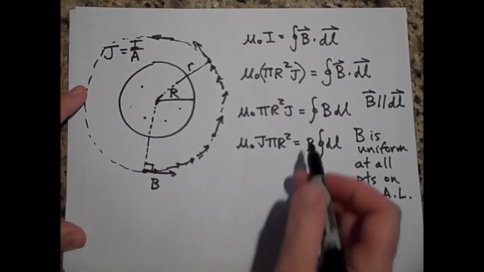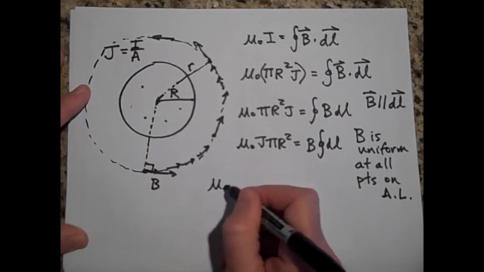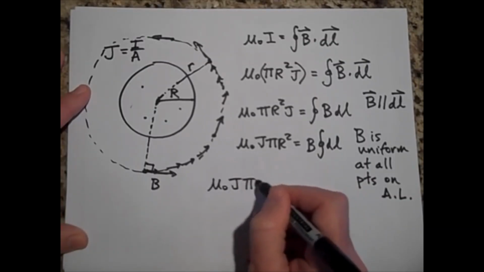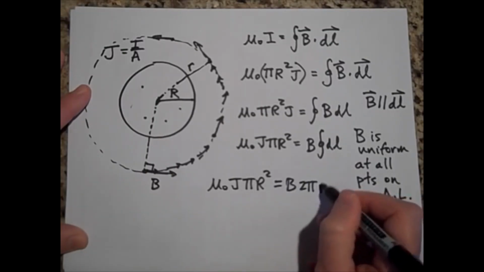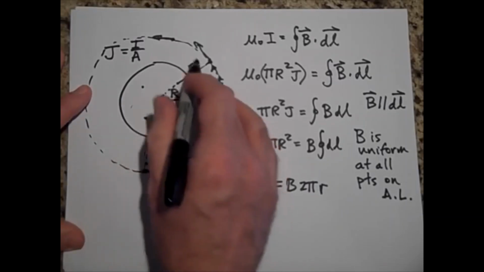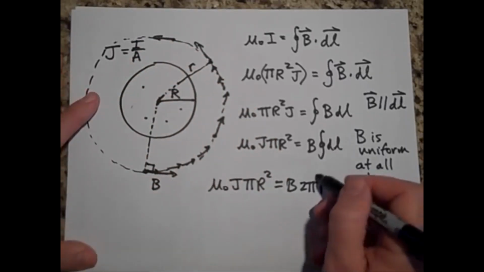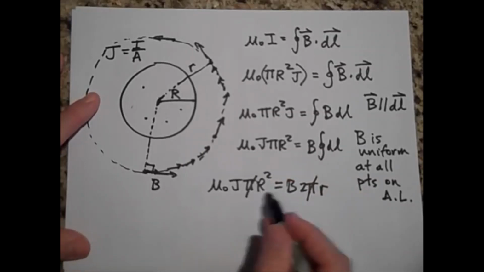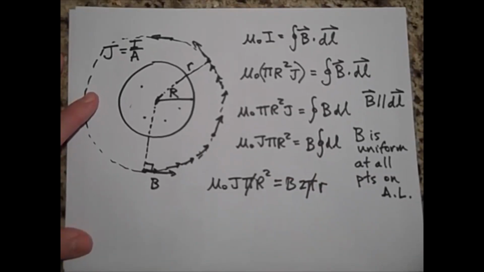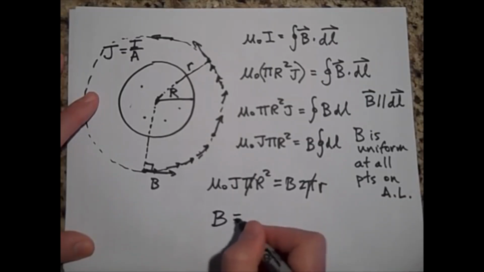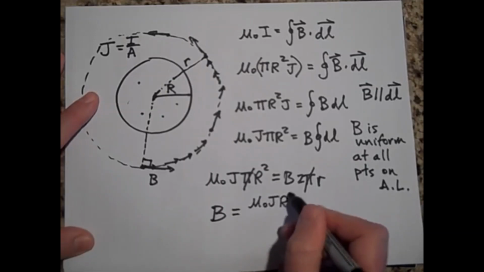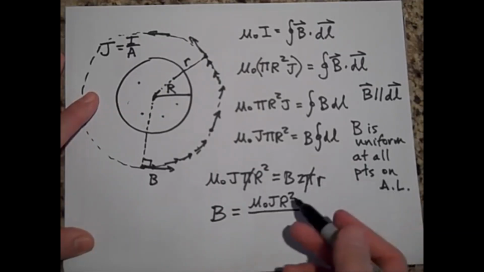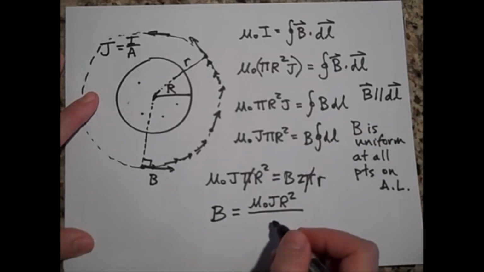And then when I do add up all the dl's, I'm just going to get two pi times little r, because that's the Amperian loop. So I can get rid of a pi, but I can't cancel out those r's anymore. And so it looks like B is equal to mu naught J R squared, which is just a constant. R squared is just a constant. Divided by 2r.